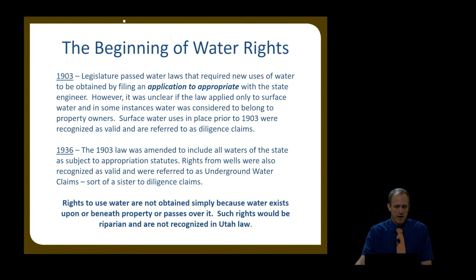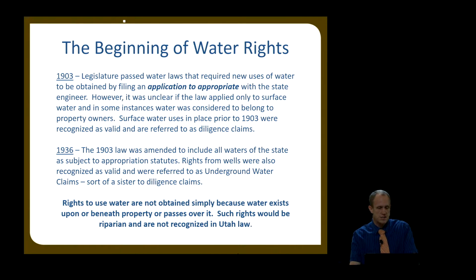So, just to sum that up, since the state engineer's office was put together in 1903, any water rights that were used prior to that were recognized. We call those diligence claims. If somebody wanted to come in after 1903 and get more water on a surface source, then they'd have to file an application to appropriate.